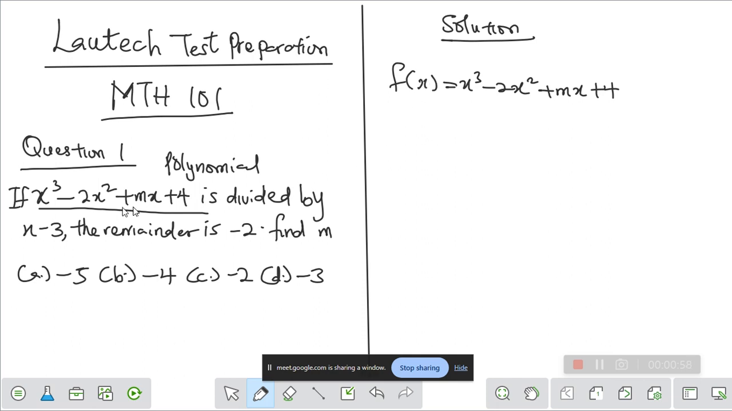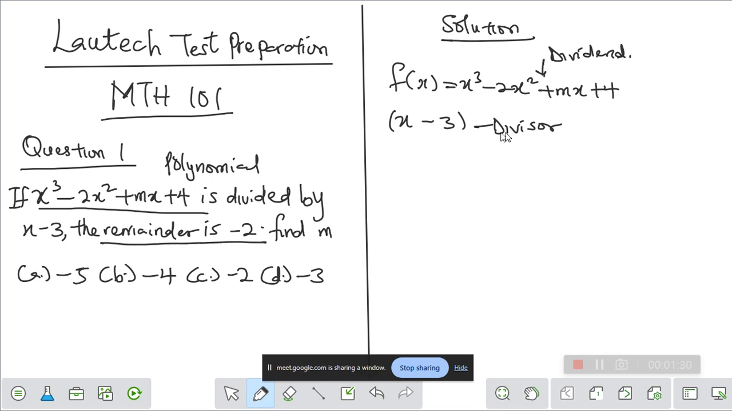So they now said when you divide it by x minus 3, you get your remainder to be minus 2. What they mean by dividing is that when you are dividing a particular thing, what you use to divide is called the divisor. What you want to divide, we call it the dividend. And this is the remainder, right?